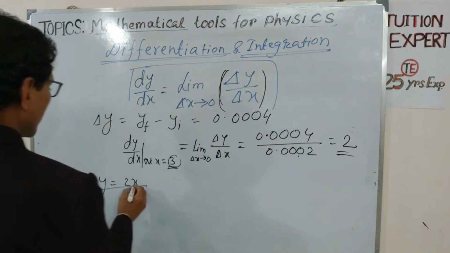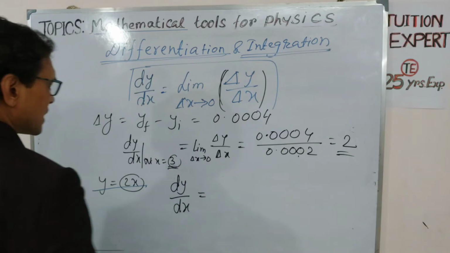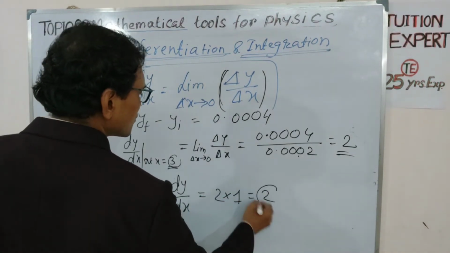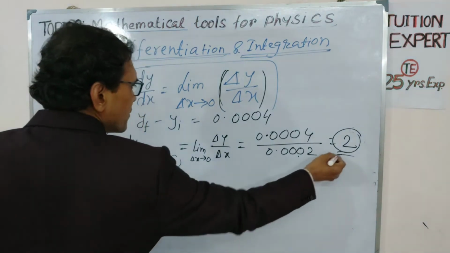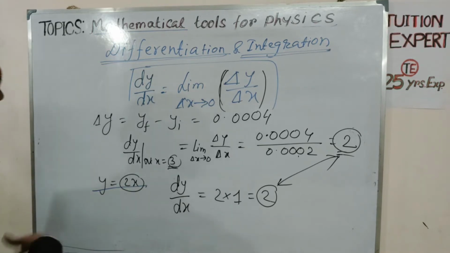Suppose y equal to 2x, what is the derivative? If we apply the formula, dy by dx equal to 2 into 1, so this becomes 2. So this result and this result match. So I gave one example, a flat numerical. So what is the formula of derivative? Now you have to memorize the formula.